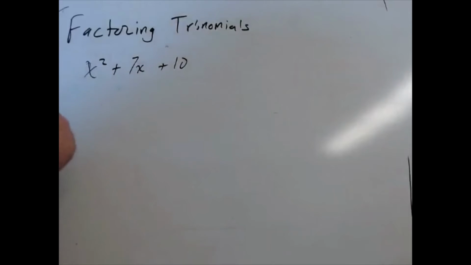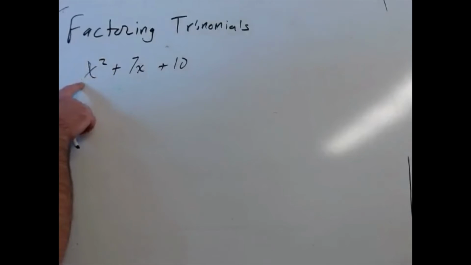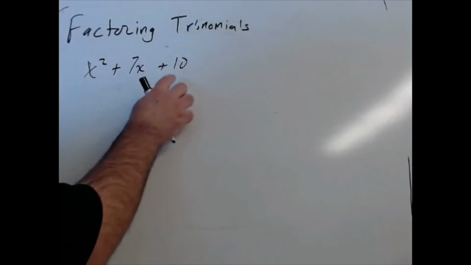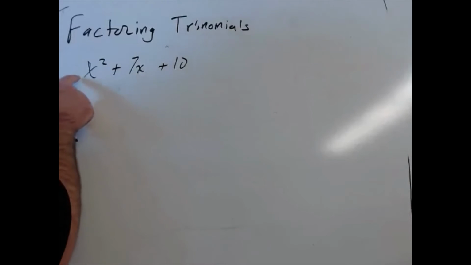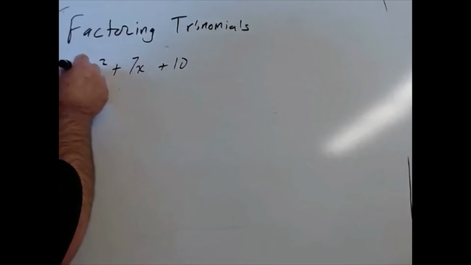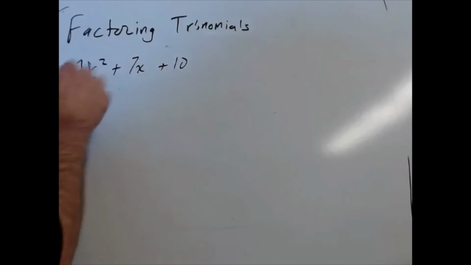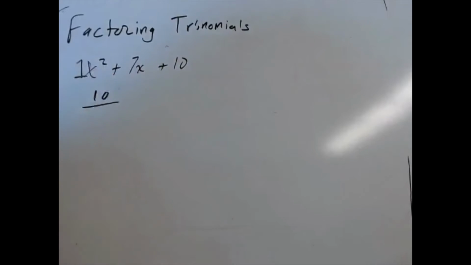So what I need to do is to first of all take my leading coefficient, which is the coefficient of the x squared term, and multiply it by my constant, or my term over here, without a variable. Well, there's no coefficient written here, so it's understood to be a 1. So 1 times my constant is 1 times 10. So 1 times 10, of course, is 10. Okay? So that's the first step done.